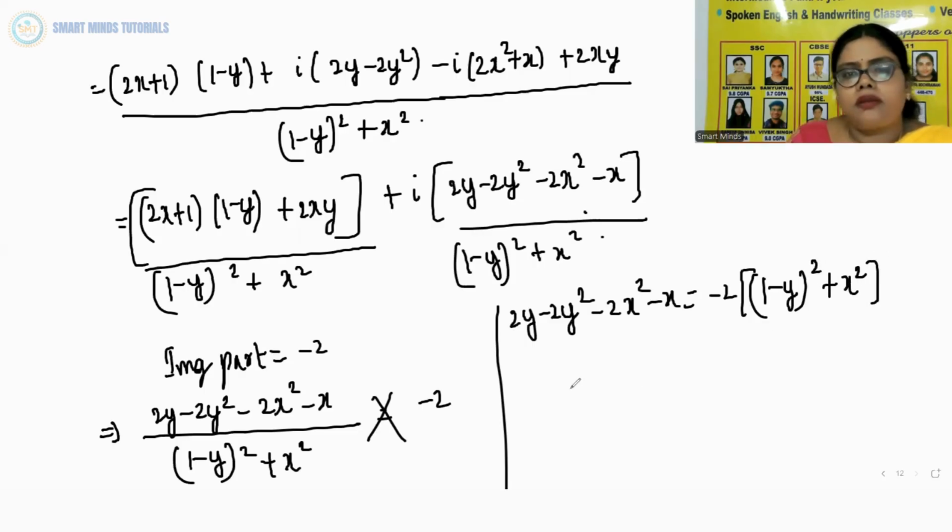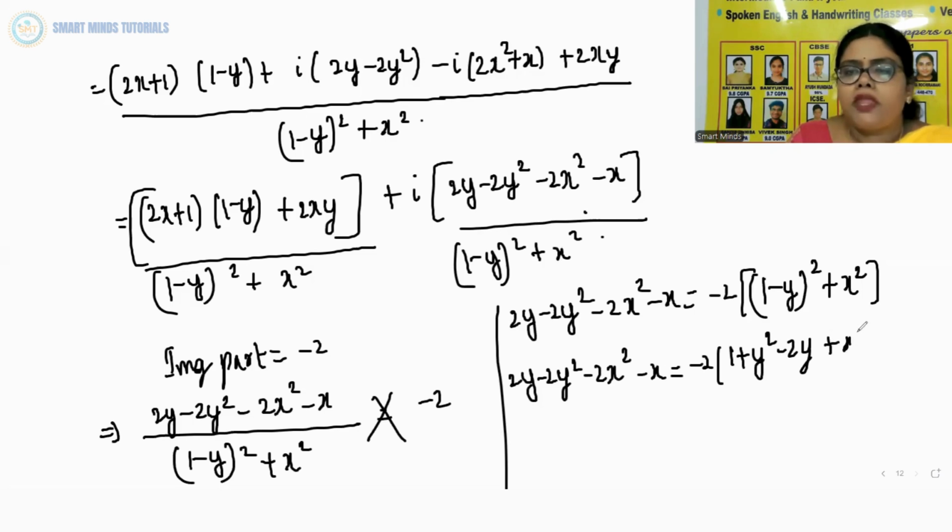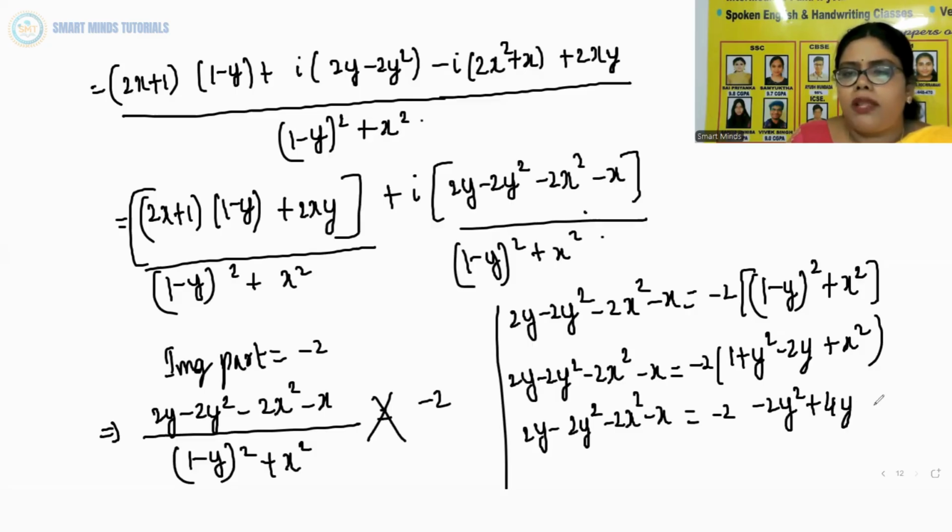plus x square. So 2y minus 2y square minus 2x square minus x is equal to minus 2 into (1 plus y square minus 2y plus x square). Now open the brackets. 2y minus 2y square minus 2x square minus x is minus 2 minus 2y square plus 4y minus 2x square. On both the sides, which terms are same, we can cancel them. So minus 2y square and minus 2x square are same.